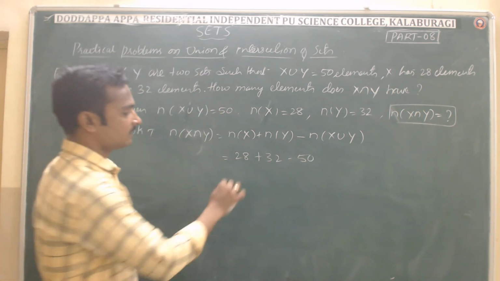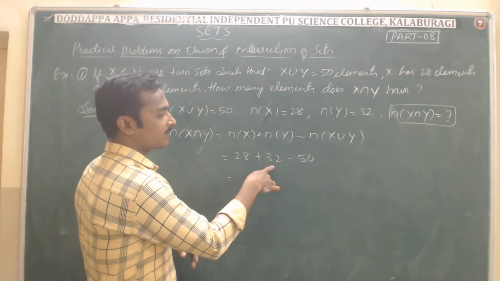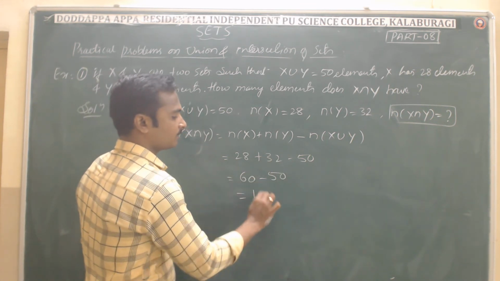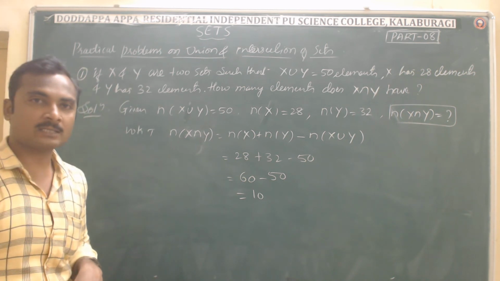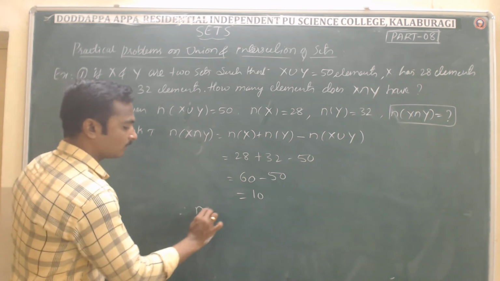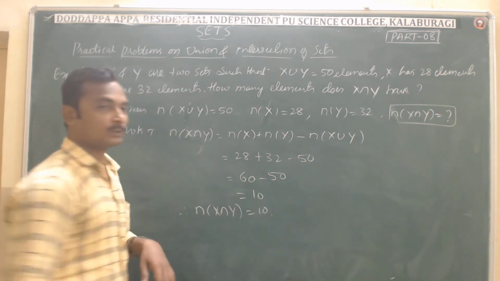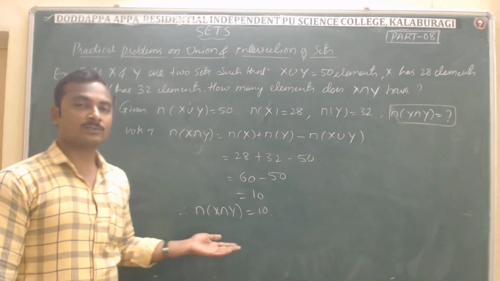Now you can add this. What is this? The addition of 28 plus 32 is 60. 60 minus 50 is equal to 10, no doubt. Therefore, the total number of elements of x intersection y is 10.